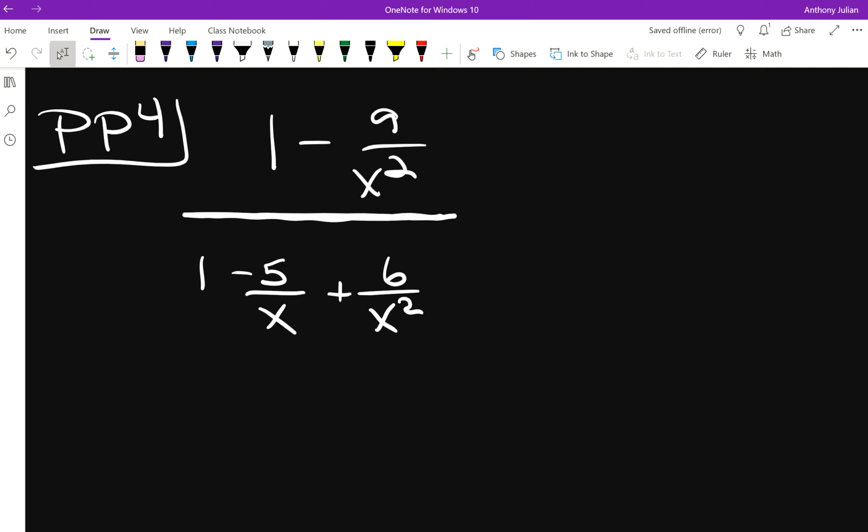Here's my numerator and denominator. Let's start with the numerator. I want to subtract these two: 1 minus 9 over x squared. That is a 9.